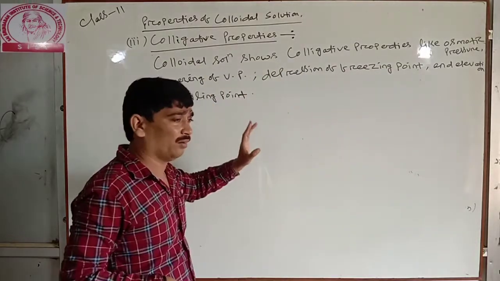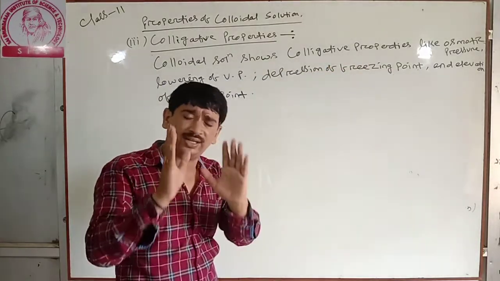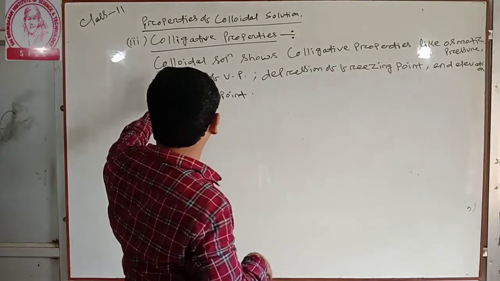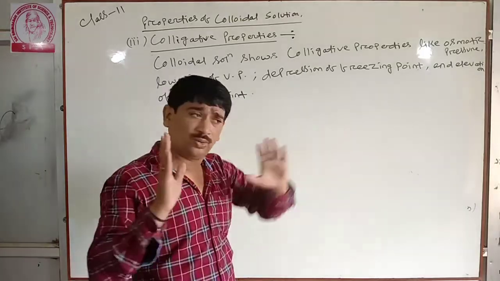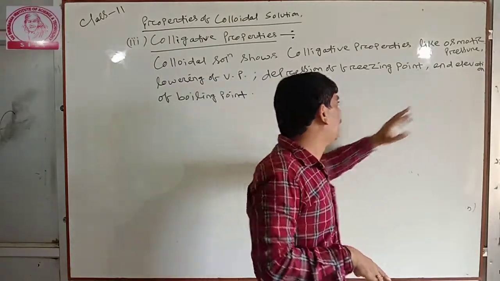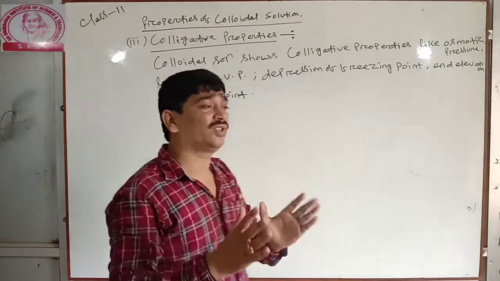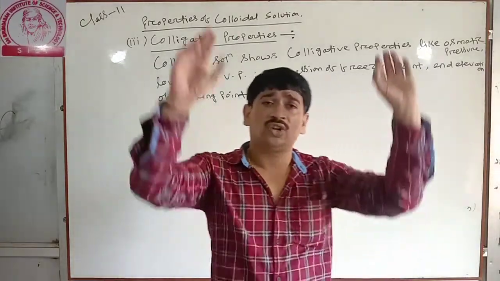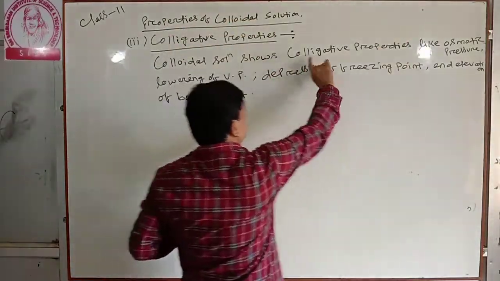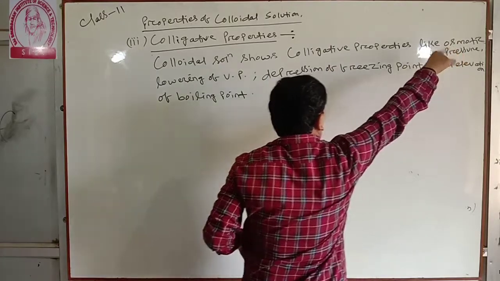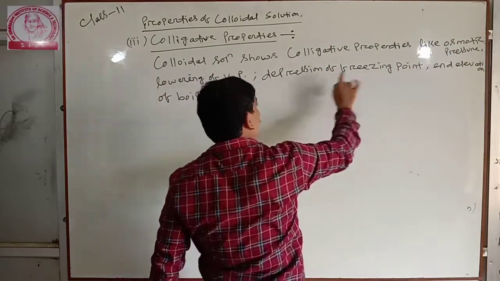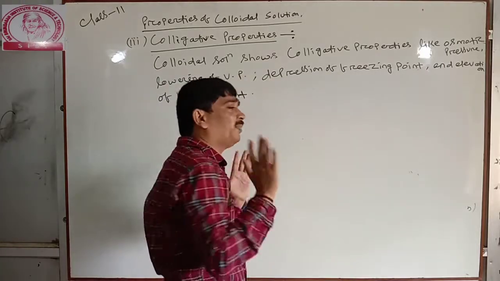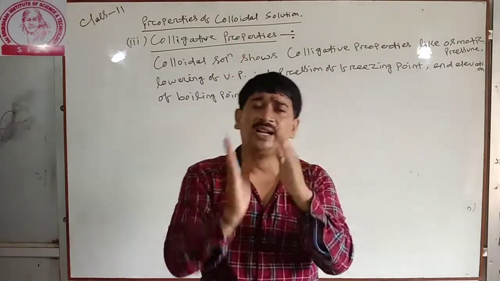What is osmotic pressure? We will discuss in colligative property. What is lowering of vapor pressure? We will also discuss this. What is depression of freezing point? We will also discuss this. What is elevation of boiling point? We will also discuss this. Clear? So we will vividly discuss these four points in this chapter.